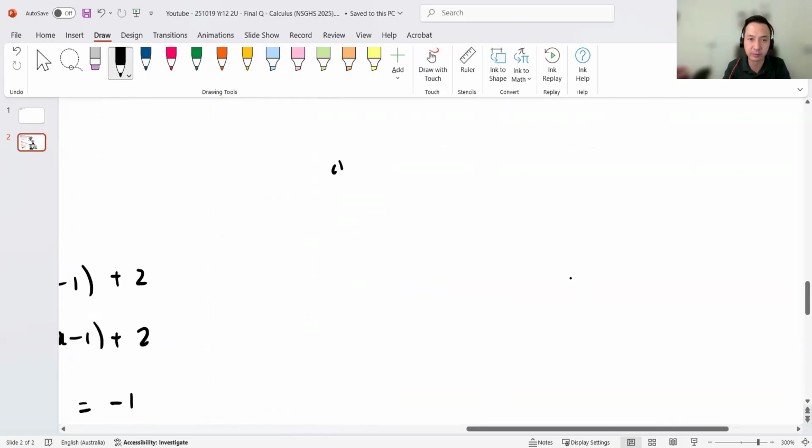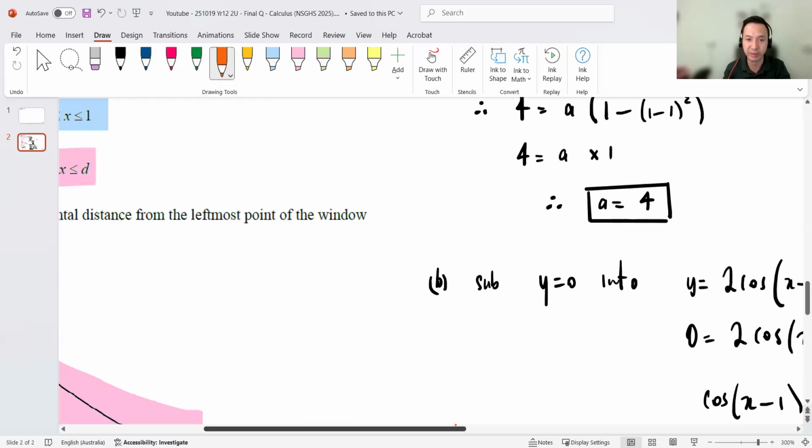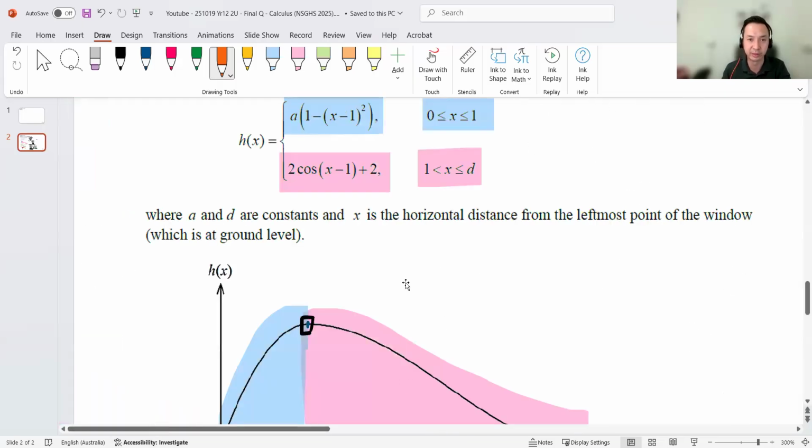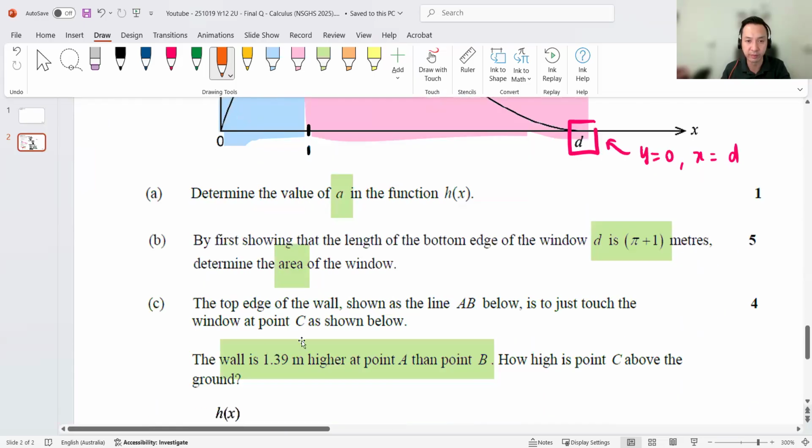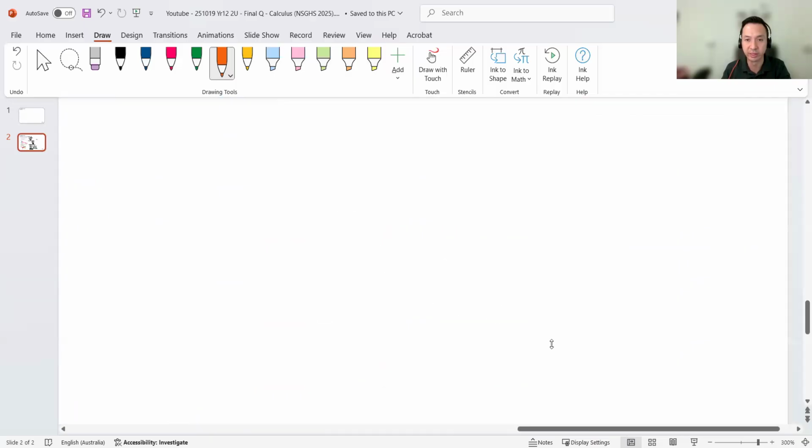So part C. The gradient of AB, the orange, equals rise over run. So what does the question say? It says something about 1.39 higher. So you don't need to really do something minus, it's just 1.39. That's 1 minus the other, all over pi plus 1. That's the gradient. It's negative, yeah, because it's sloping downwards.